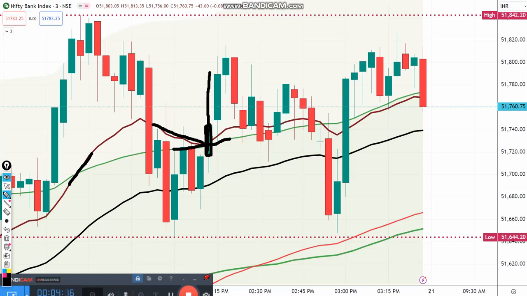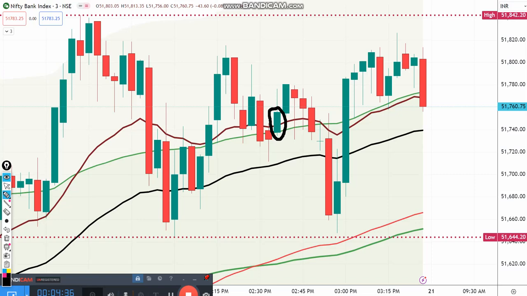After this, there was one small candle. So this is a valid trading location as per my setup. If I try to trade too many times, it will not work. See, this cannot be a good candle.